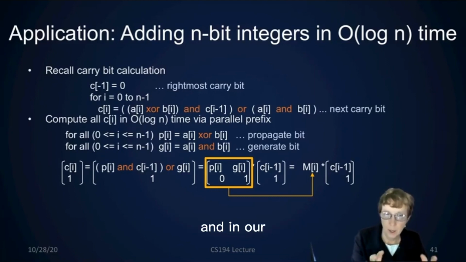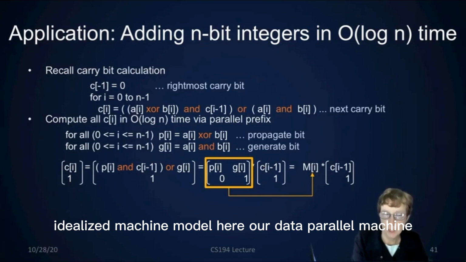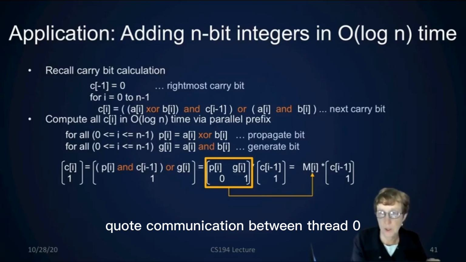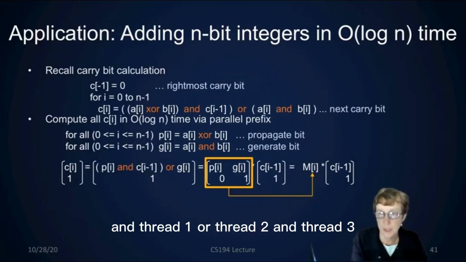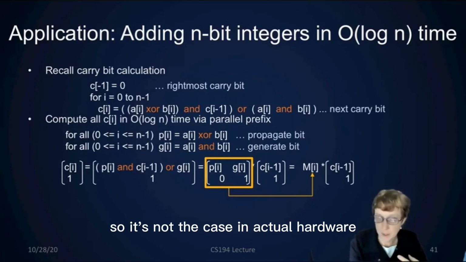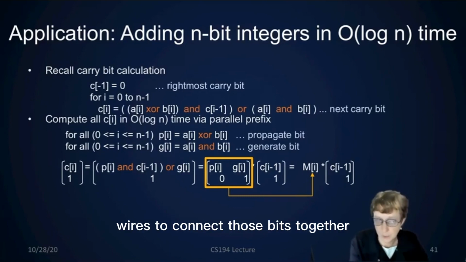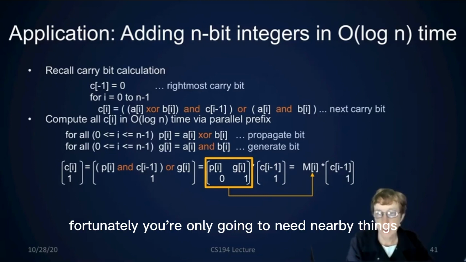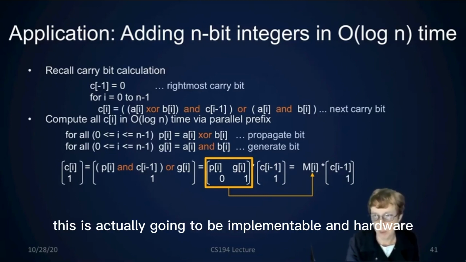And in our idealized machine model here, our data parallel machine, we're assuming that that kind of communication between thread 0 and thread 1, or thread 2 and thread 3, is free. It's not the case in actual hardware. We're going to need wires to connect those bits together. But fortunately, you're only going to need nearby things, and that's why this is actually going to be implementable in hardware.